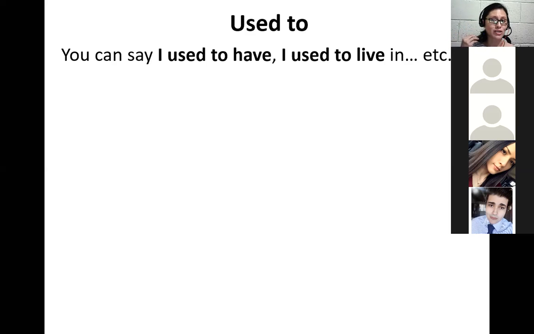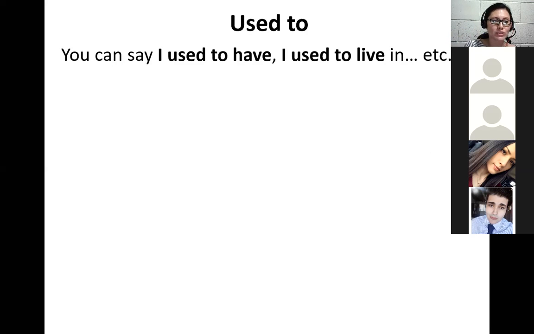Actually, my hair right now is kind of long because, you know, of this quarantine. During the quarantine, I wasn't able to go to the salon, right? So it's like I haven't had my haircut in probably more than 6 months. So I used to have my hair short, but now it's long, right? So it's something that I used to have in the past.